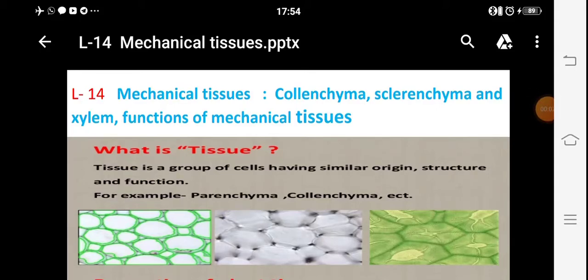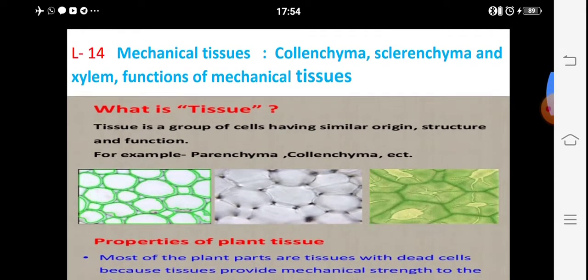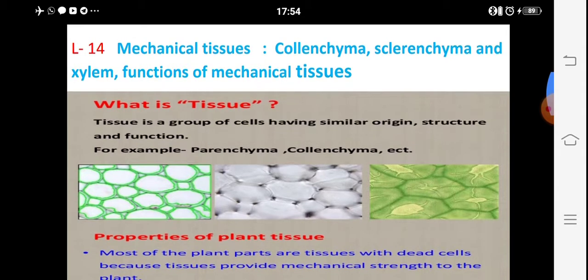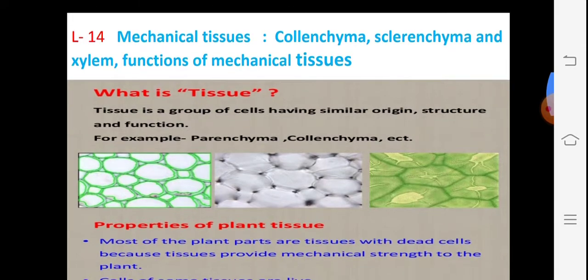So, in this week, we are finishing our topic. I am taking the last point of this topic. One more lecture is there, right? So, the last system is the mechanical tissue system. Already we have seen collenchyma, sclerenchyma, xylem functions, and the mechanical tissues. So today we are observing the mechanical tissue system. We have seen the vascular tissue system and epidermal tissue system, right?